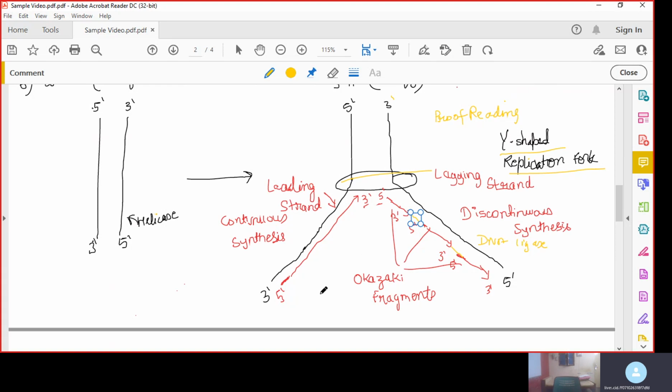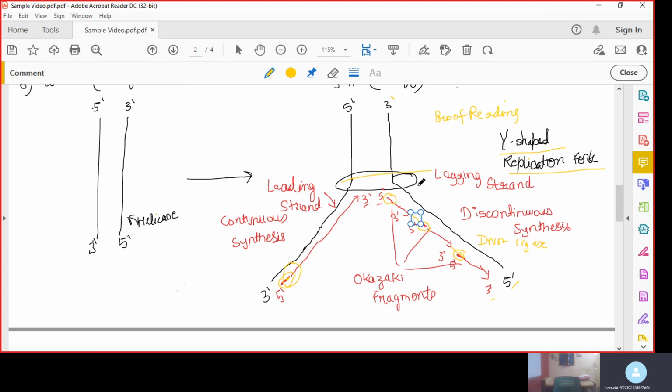Then came the primase, making the primers here, and then came the DNA polymerase, DNA dependent DNA polymerase. It continuously synthesized the DNA in the 5' to 3' direction. So it's known as continuous synthesis in the leading strand, and in the other strand the DNA was synthesized discontinuously. On this side you can see 1, 2, 3, in the 5' to 3' direction only.